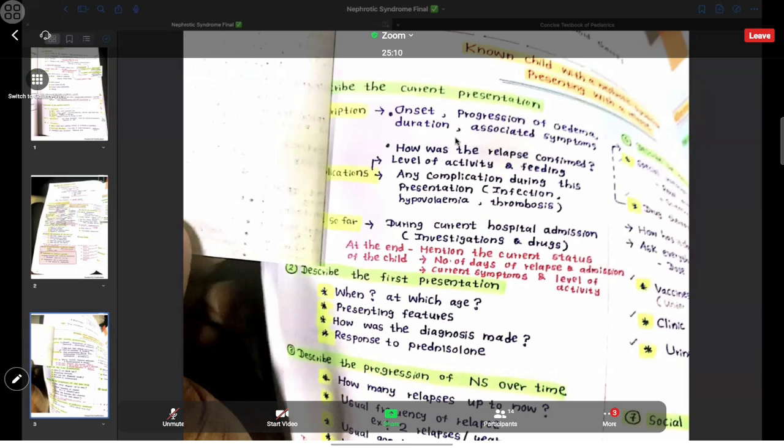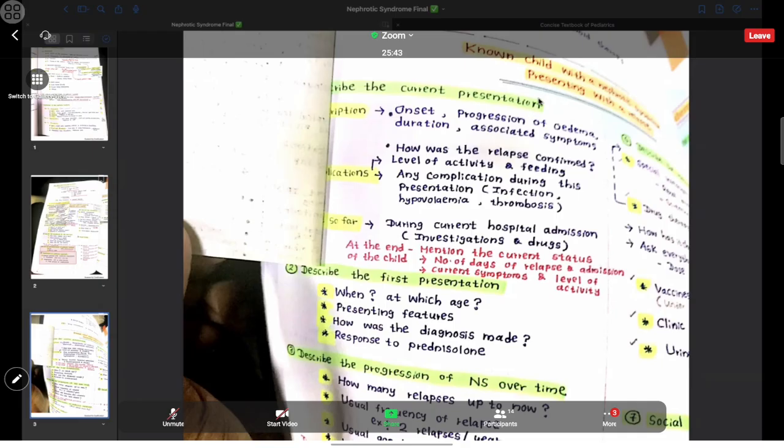Then with the history of presenting complaint, you will say the child was in his usual health till 4 days ago, when the child developed a gradual onset edema first appearing in the face and then progressively extending to his abdomen, scrotum, feet, like that you go. Okay, so again you start with the current presentation even if it's a relapse. So don't start with the initial presentation when it's a relapse. Talk about what is happening now and then go to the first presentation.